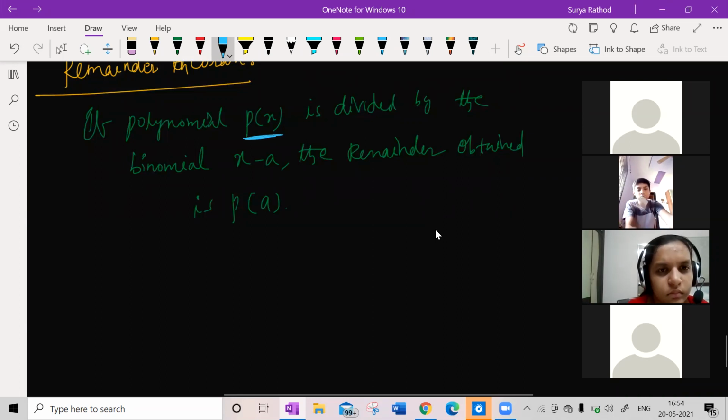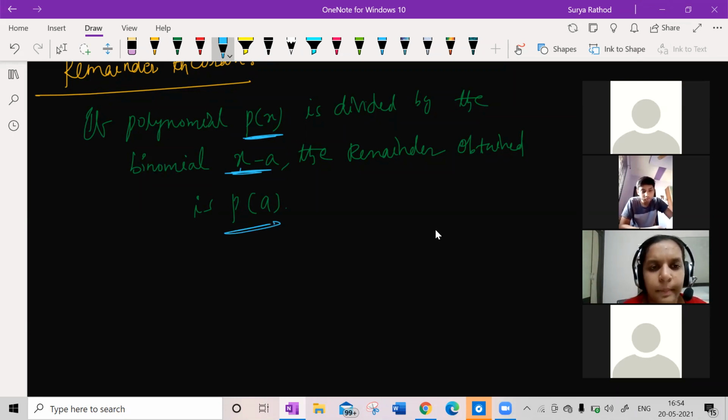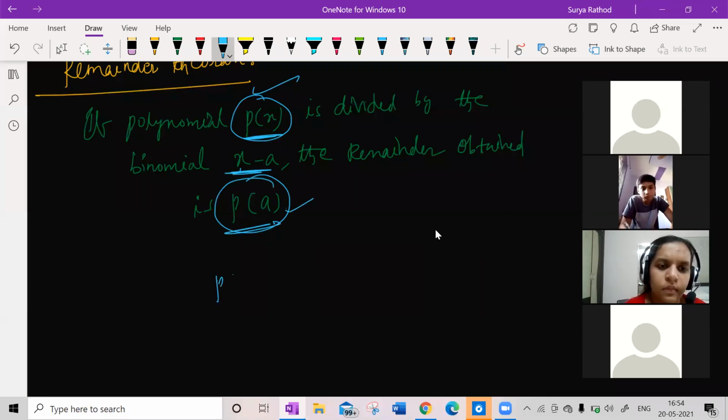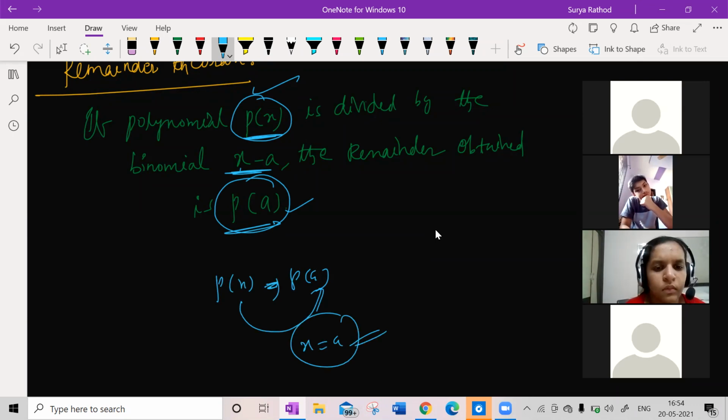If I take any polynomial P of X and divide it by any binomial like x minus A, the remainder is going to be P of A. You observe these two things here, P of X and P of A. Both are equal. If I equate both, X is equal to A. In place of X, I'm writing A, as simple as that.